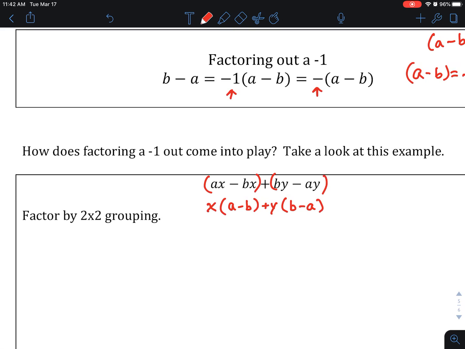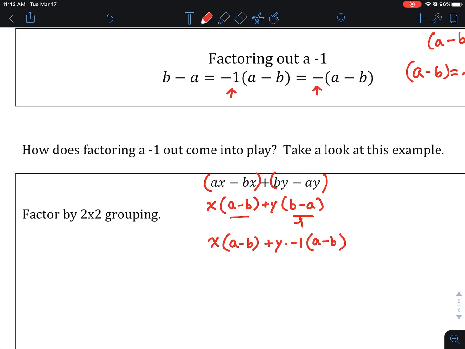Now, we don't have any common factors. Look at this. A minus b and b minus a are not the same thing. But if we factor an additional -1 from b minus a, then this becomes x times a minus b plus y times -1 times, now factoring out a -1 makes b minus a into a minus b. Aha. You'll notice we can combine the y and the -1 together as -y, or minus y, times a minus b.